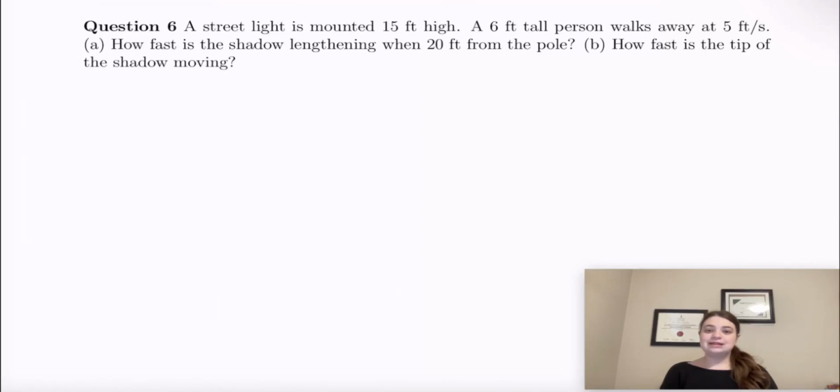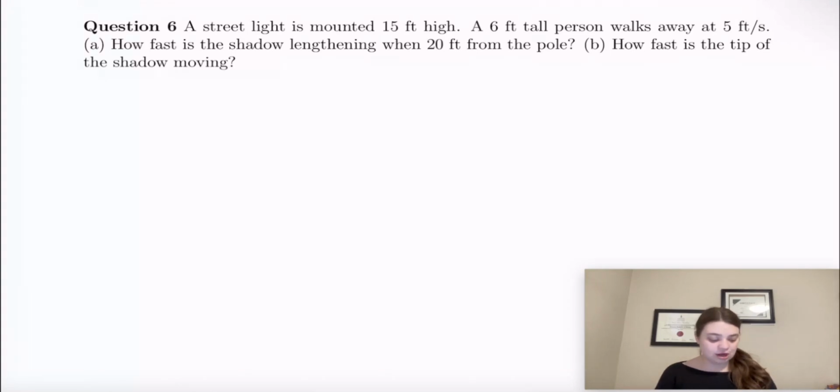Welcome back. Today we're going to be doing another related rates question. We're going to be doing the classic question about the shadow. A street light is mounted 15 feet high. A 6 feet tall person walks away at 5 feet per second. Part A asks how fast is the shadow lengthening when 20 feet from the pole, and part B asks how fast is the tip of the shadow moving.